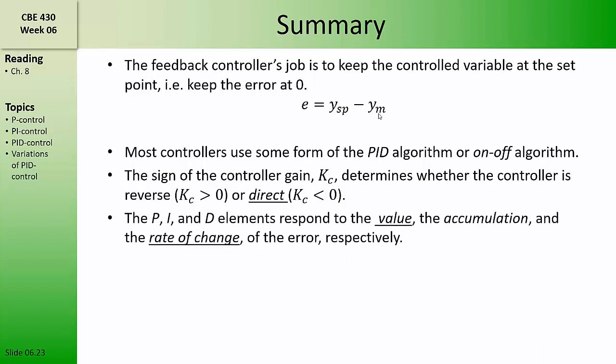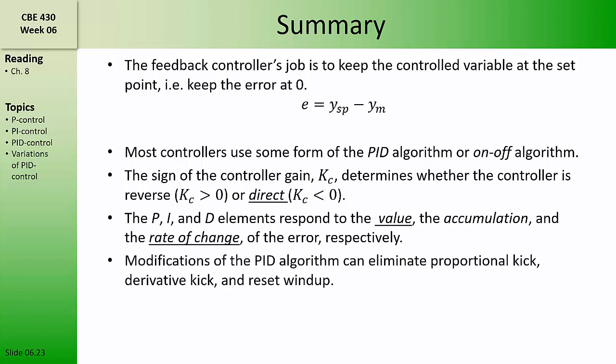The P, I, and D elements respond to the value, the accumulation, and the rate of change of the error, respectively. Modifications of the PID control algorithm can eliminate undesirable control loop behavior such as proportional and derivative mode kick and reset windup. Back in Chapter 9, we said that feedback controllers should provide negative feedback to ensure that processes are stabilized by the introduction of feedback control.